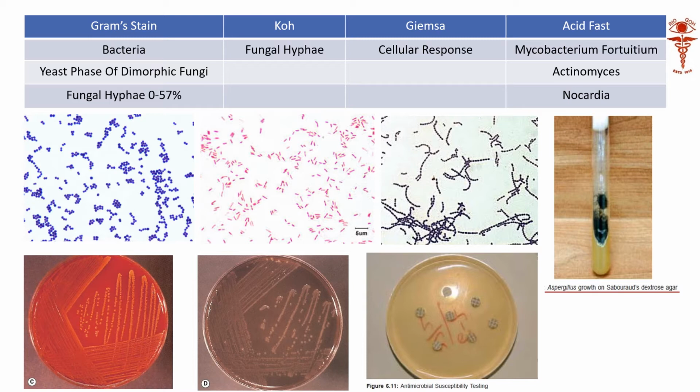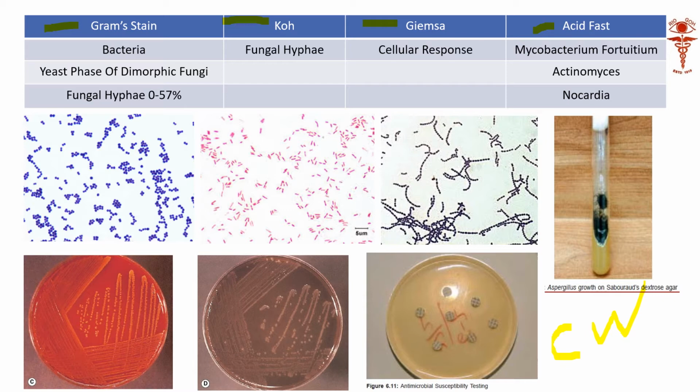Once you have scraped properly the edges of the corneal ulcer and are seeing it under the microscope, you can do a Gram stain. With a Gram stain, you can identify bacteria. With a 10% KOH mount, you can identify fungal hyphae. With Giemsa, you can show the cellular response. With acid-fast bacillus stain, you can show Mycobacterium and Nocardia. You can also do a calcofluor white, which we discussed. Calcofluor white is a stain which is used for acanthamoeba.